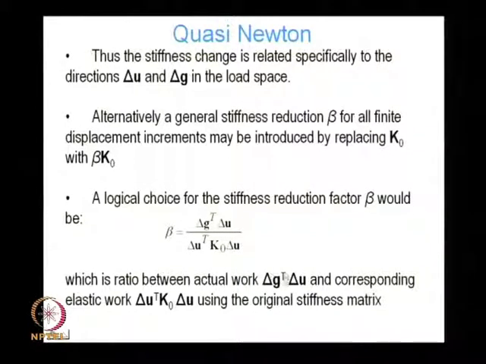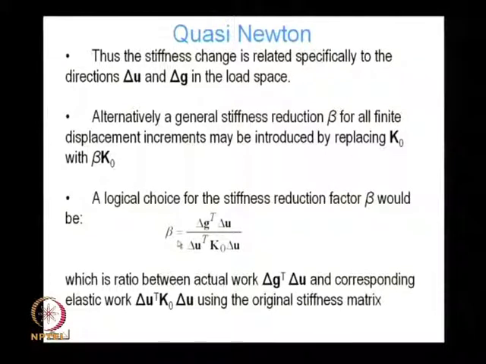So, that actual force moving through the displacement increment is the actual work, while the elastic force K0 delta U moving through the displacement increment is the elastic work. So, we say that the actual work is a fraction of the elastic work. So, we are going to change our stiffness by the same fraction.